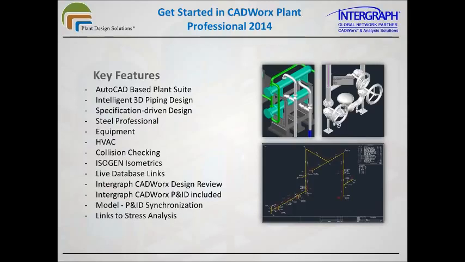CADWorx Plant Professional exports Isogen isometrics, being the industry standard in automation for ISO generation. Very powerful tool to be able to generate your isometrics in an automated fashion using Isogen from the 3D model in CADWorx. CADWorx can also work with a live database, which gives you a lot of power for generating reports and even making modifications to your bill of materials or long descriptions on the back end without having to actually open the model.